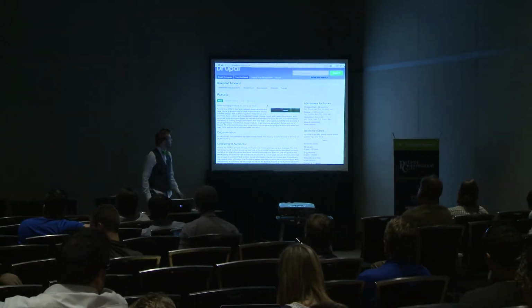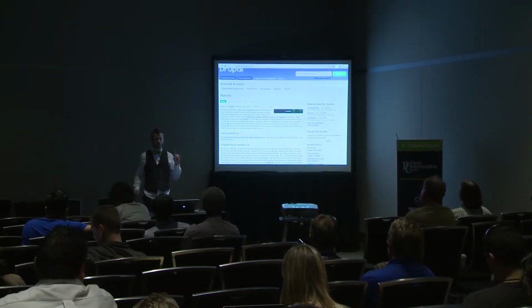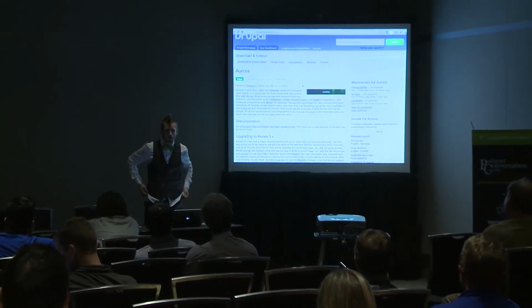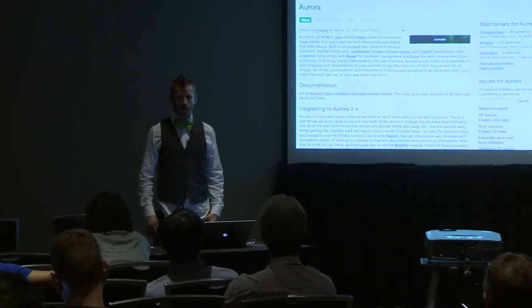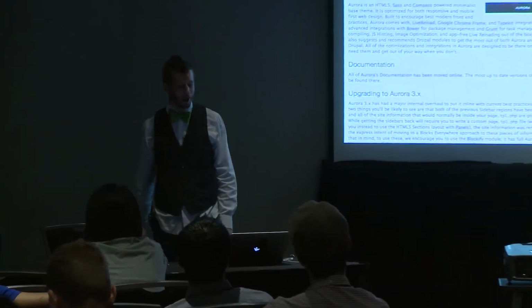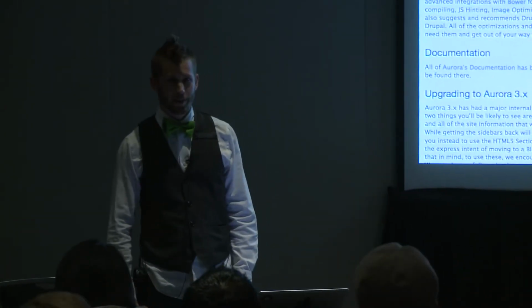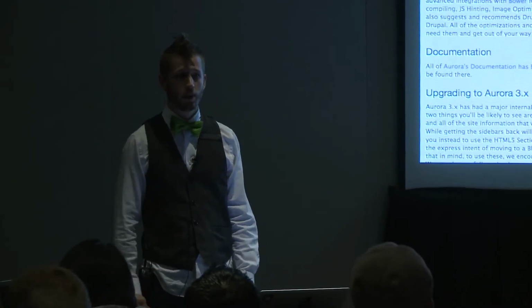So Zen and Omega give you a bunch of stuff with your theme. Zen has the Zen grid system. Omega has all sorts of tools that it gives you. I don't even know anymore, especially Omega 4. Aurora does the exact opposite. Aurora gives you only what you need and absolutely nothing more.